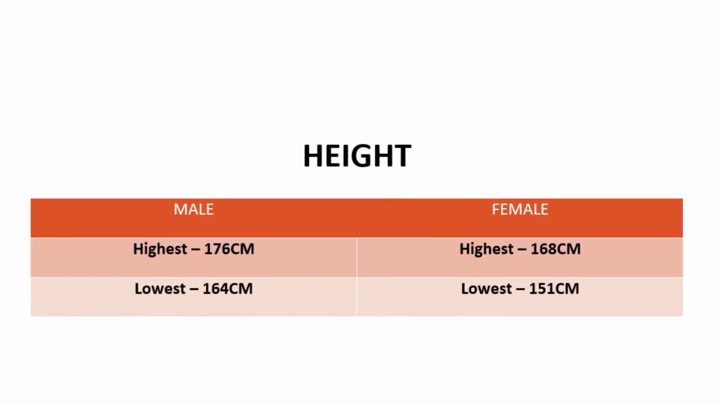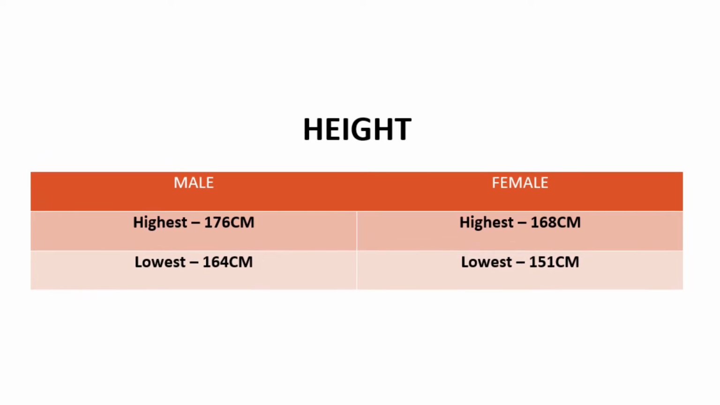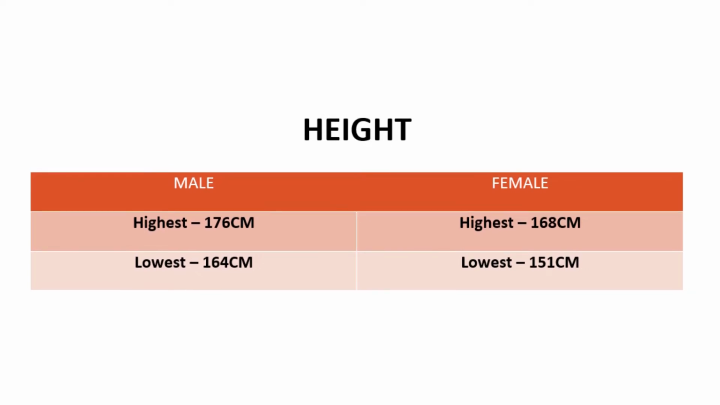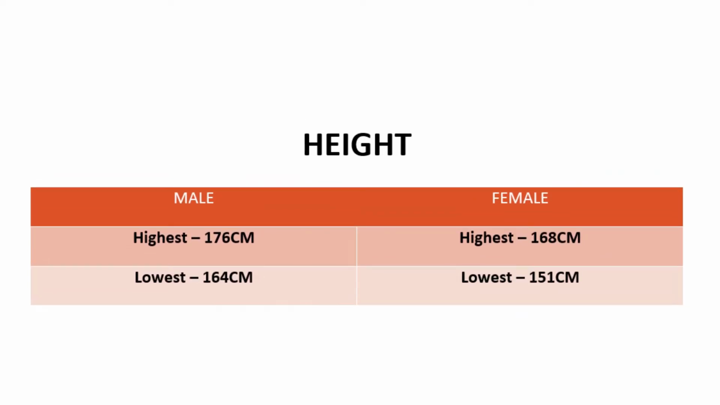And last, for the height of the subjects. As we can see, the highest height for males is 176 cm and the lowest is 164 cm. For females, the highest is 168 cm and the lowest is 151 cm.